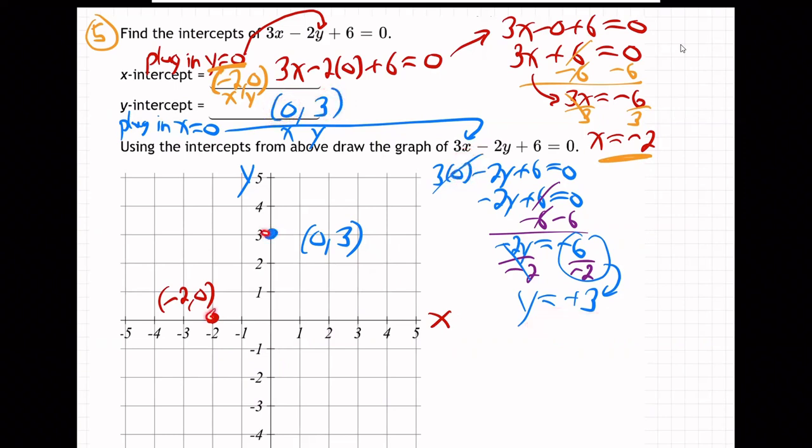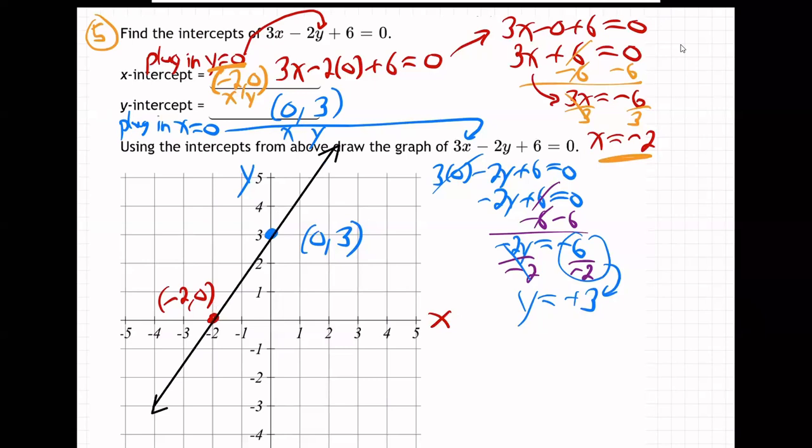And now if you put these two dots on the graph, you can get your line. Let me see, how would we do it? Just like this. You'll get your line. Just click those two dots, and there we go.